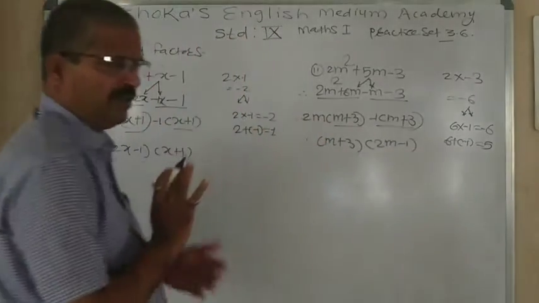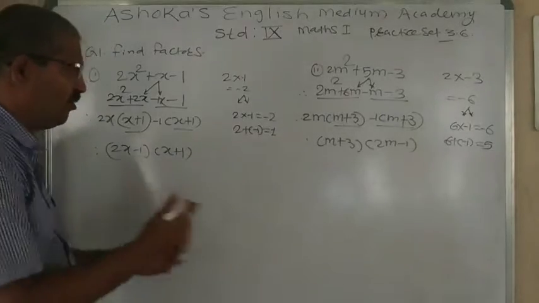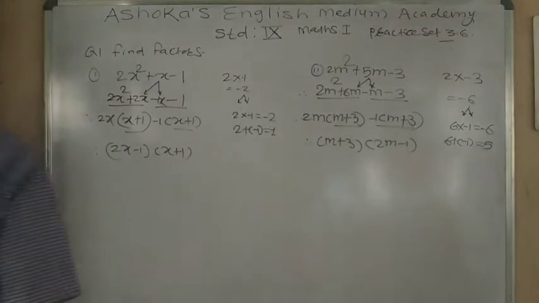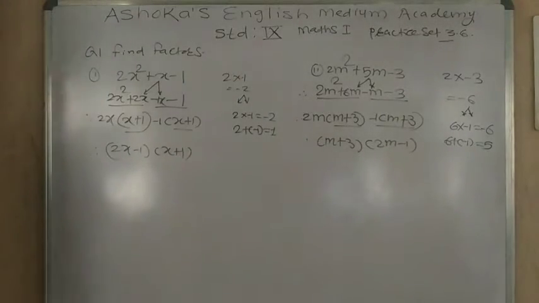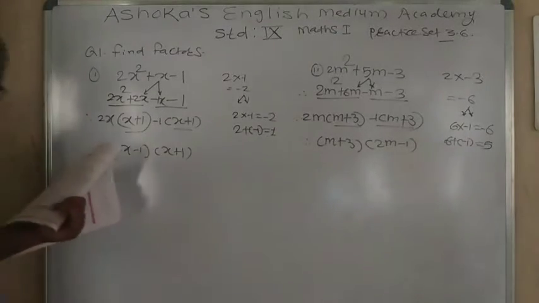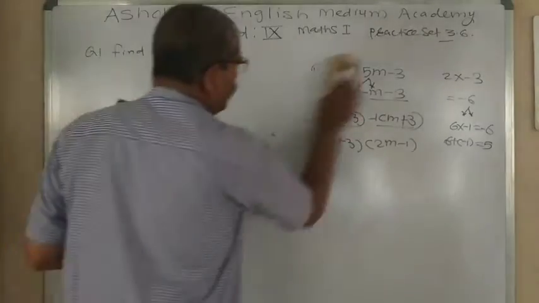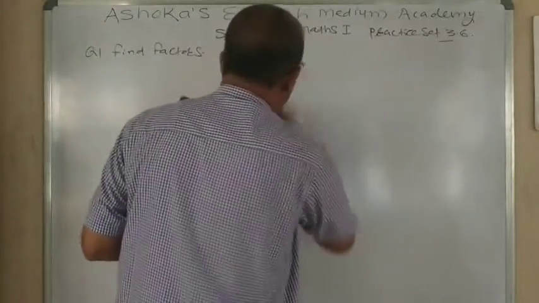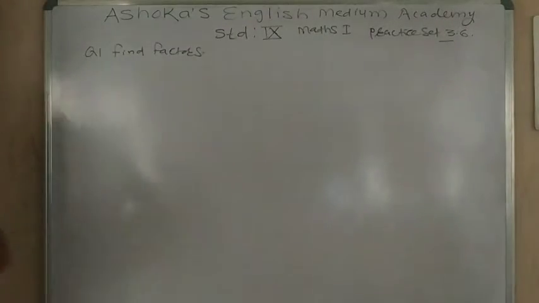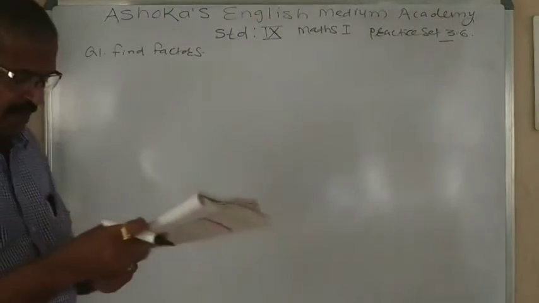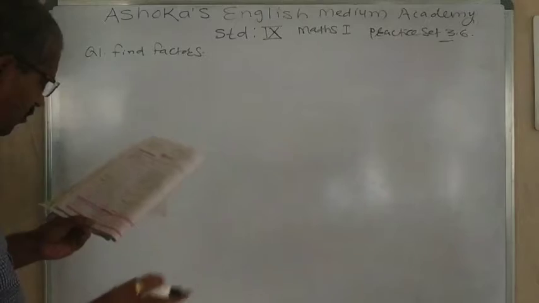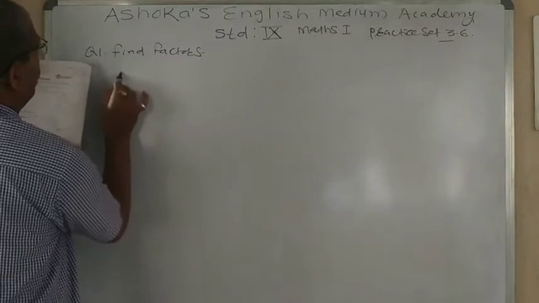Understand? Do you have any difficulty? If you don't have a problem, then we will go to the next question. We will see question number fifth. I am going to take the fifth one because the rest of the remaining are the same. That's why I am telling you that you should solve them yourself. If you do not understand, then you may contact me on the given mobile number.